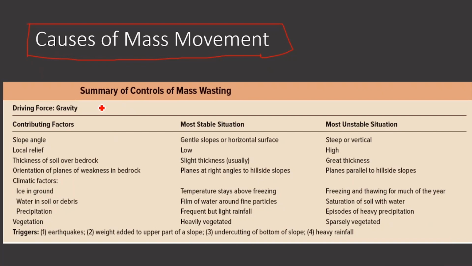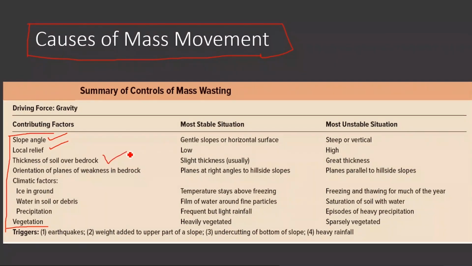Now, if you see the summary of these mass movements, there are different parameters which control the mass movement. Number one, it is the slope. Number two, it is the elevation or the height of the area.